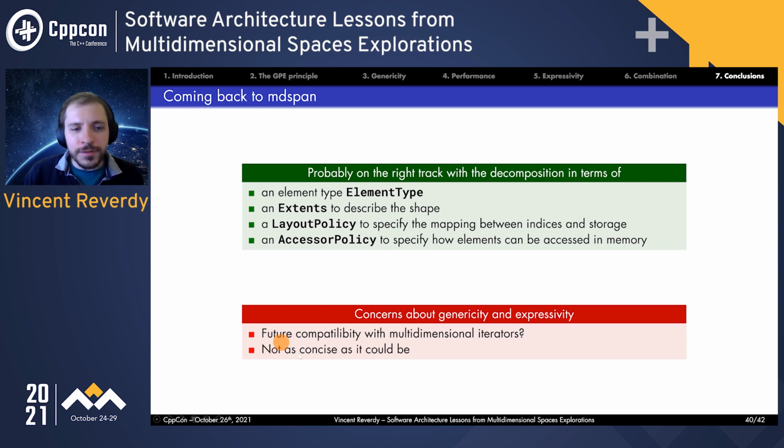And regarding conciseness, as I showed before, there are a lot of tricks that can be used in C++20 to make the code far more elegant and far more concise. Currently, it's not obvious whether the current design will be compatible with this level of expressivity that can be achieved.